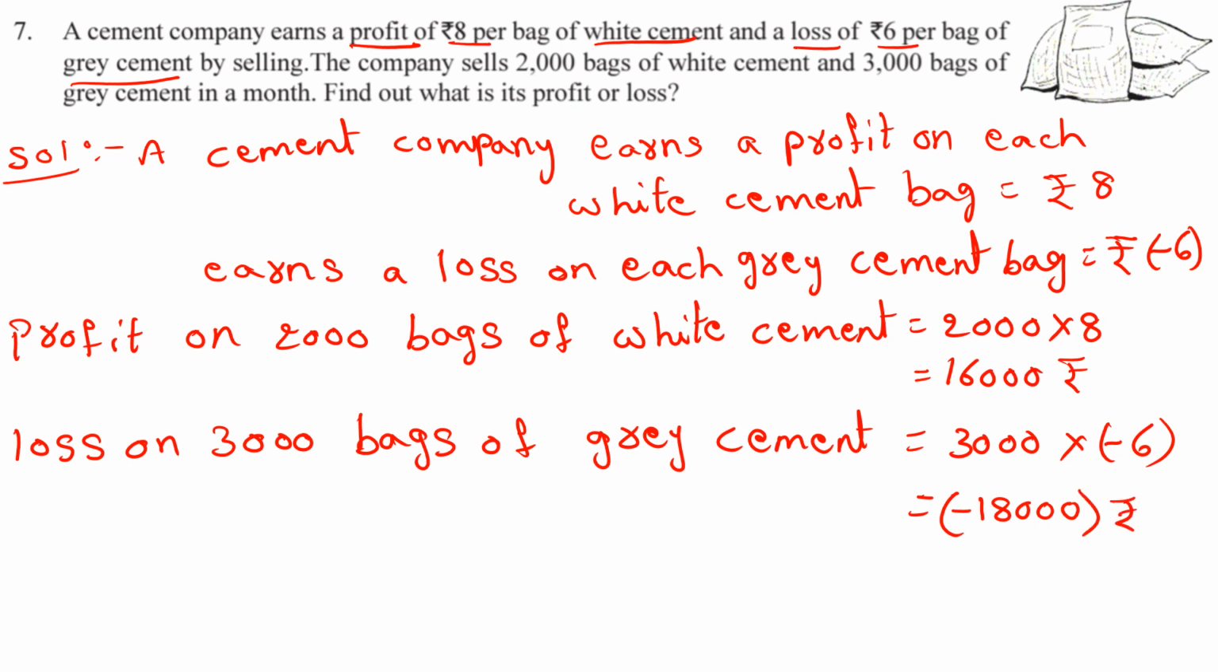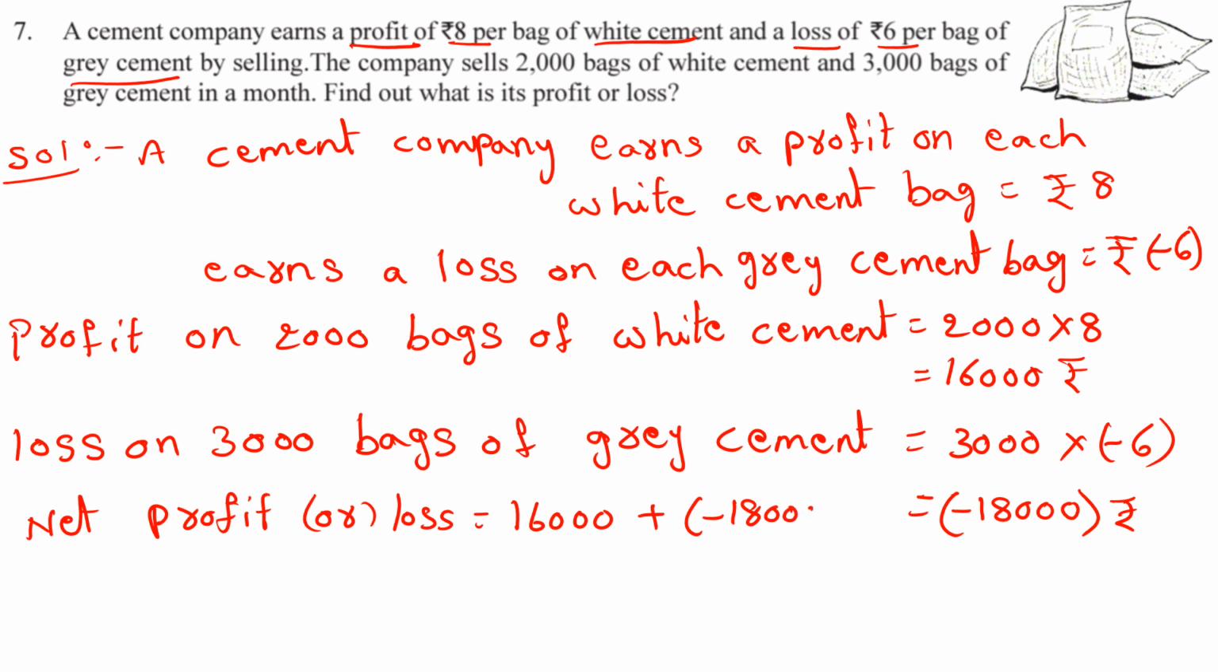Now write here, net profit or loss. Net profit or loss is equal to 16,000 plus minus 18,000. So how much is it? That is minus 2,000 rupees. Minus 2,000 rupees, right? So that means the cement company earns a loss.